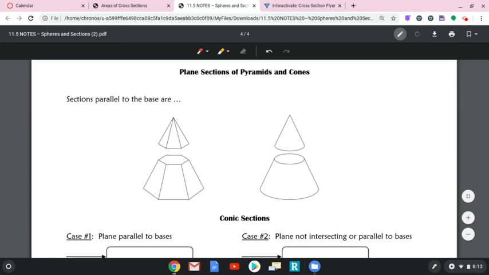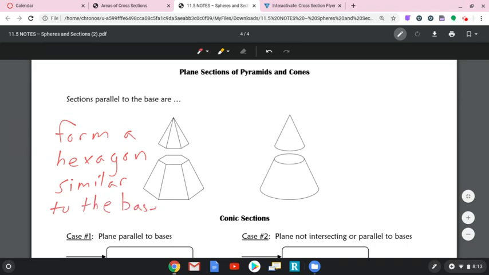All circles are similar, because we're not dealing with polygons here. All circles will have a similar ratio for their radius, their radii. So in this case, you're going to form a hexagon similar to the base. And here we're going to form a circle smaller than the base.